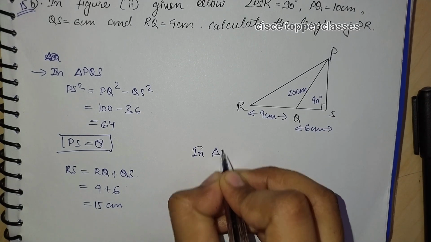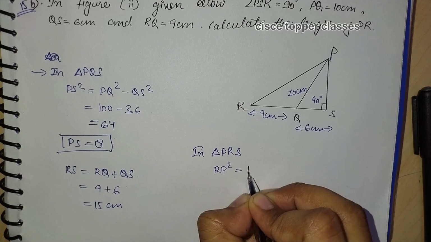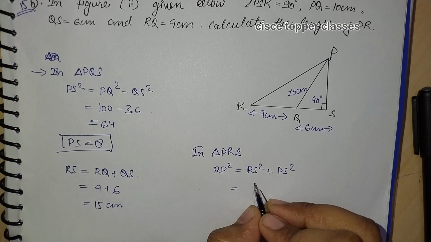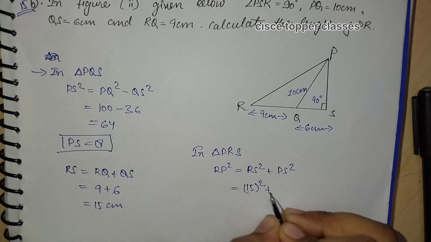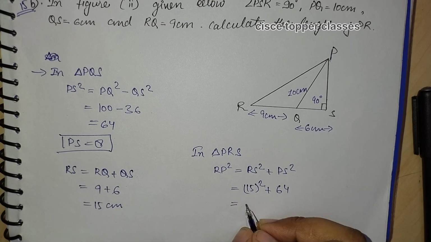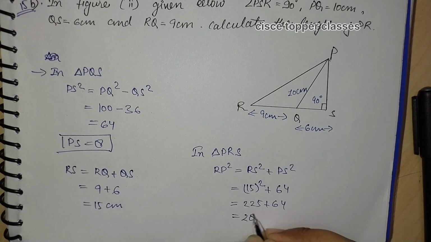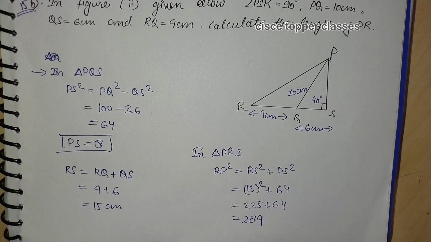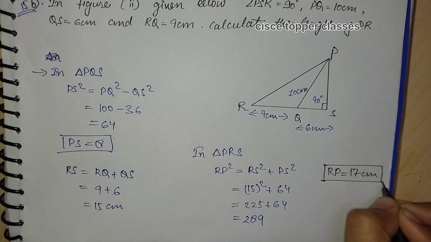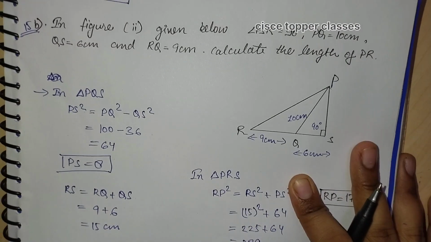So in triangle PRS, we can write RP whole square is equal to RS whole square plus PS whole square. So RP whole square we can write RS as 15 whole square plus PS whole square. PS we have found as 8, so it will be 64. 15 into 15 we can write as 225 plus 64, which will be 289. On taking the under root here, RP is equal to 17 centimeter, and this is only what we have to find, means PR. So this is the final solution of this question here.